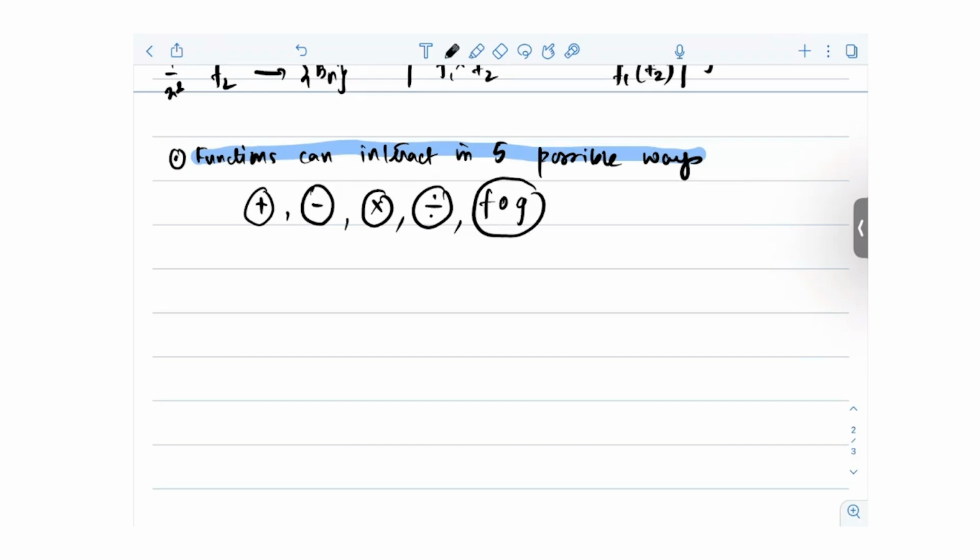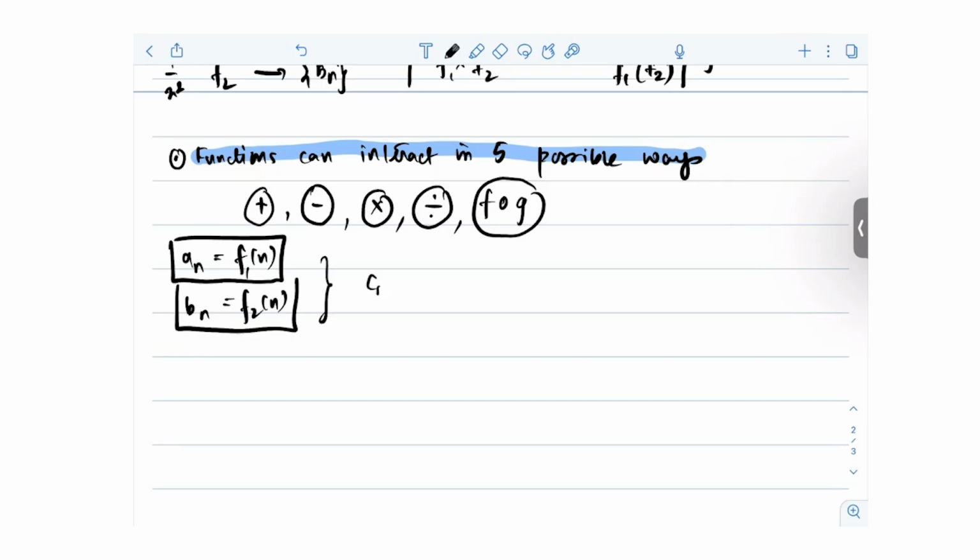For example, f of 1 by x is a composition of f and 1 by x. So understand, a sequence is defined by a function, f of n. To create another sequence, you have a_n, which is f1 of n, and b_n, which is f2 of n. We can create another sequence from these sequences using these operations. Let's say g_n is nothing but f1 star f2, where star can be any of these operations.